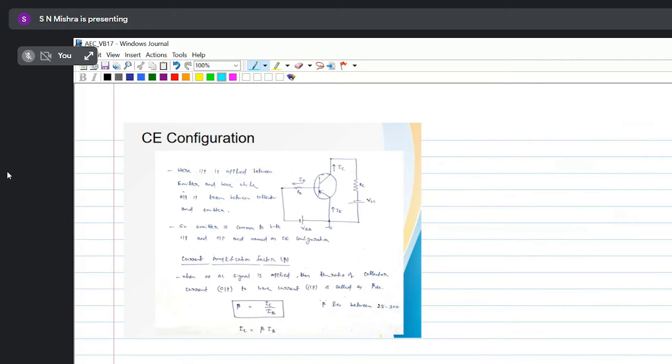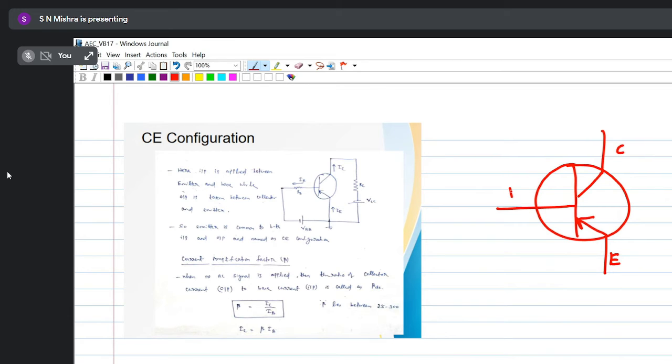Now we'll go for common emitter configuration. If you draw common emitter configuration, first orient the transistor such that emitter terminal is at the bottom side. Again I am taking a PNP transistor. So this is your emitter at the bottom side, this is collector, this is your base. Now this is P, this is N, this is P. So emitter base junction should be forward biased and collector base junction should be reverse biased.